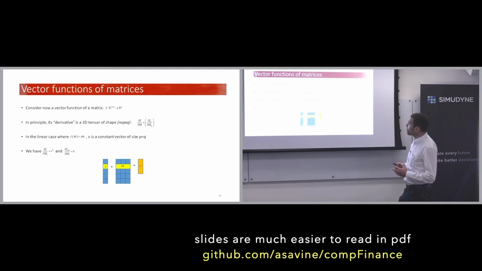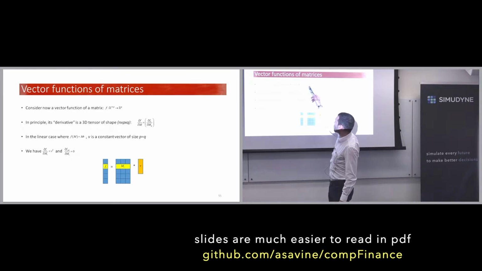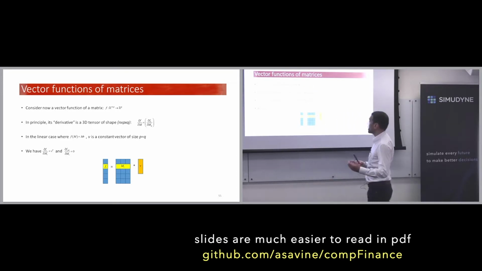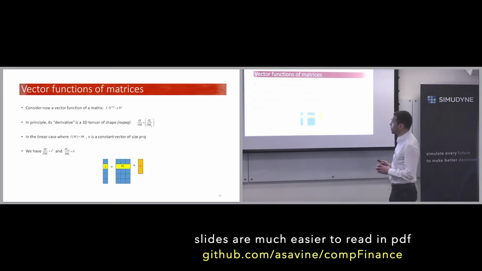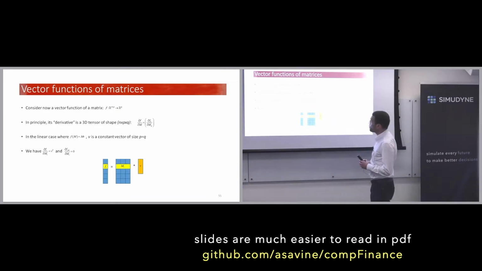Finally, we also have sometimes vector functions of matrices. So we have a function that takes a matrix in dimension n times p and returns a vector in dimension q. In principle, its derivative will be a 3D tensor. It's no longer a matrix because you have to take the derivatives of every element of a vector with respect to every element of a matrix. So that will be a 3D tensor of shape n times p times q that contains all these derivatives.